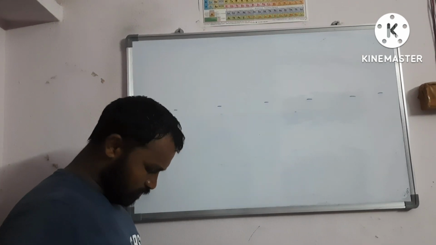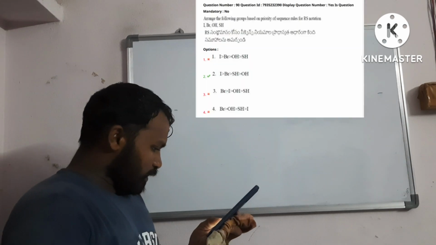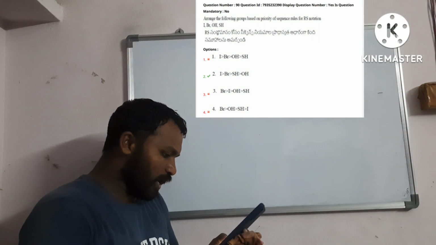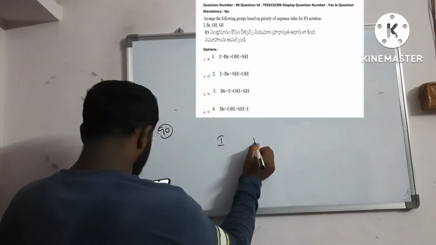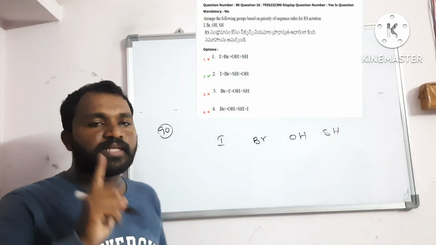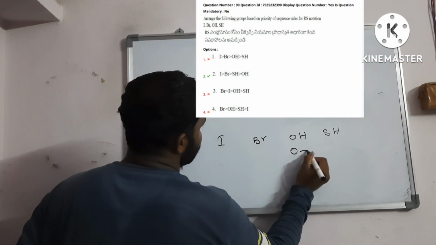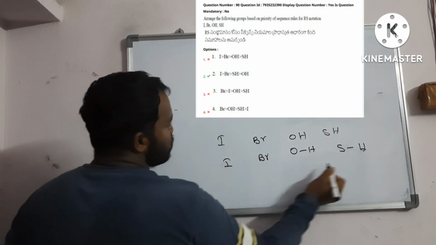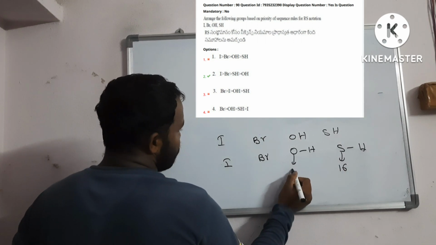Question number 90. Arrange the following groups based on priority of sequence rules for RS notation, right? Iodine, bromine, OH and SH. So for RS nomenclature, first you should focus on the atomic number. So compared to all, this is OH, this is S means SH, this is bromine, this is iodine. Sulfur atomic number is 16. Oxygen atomic number is 8.